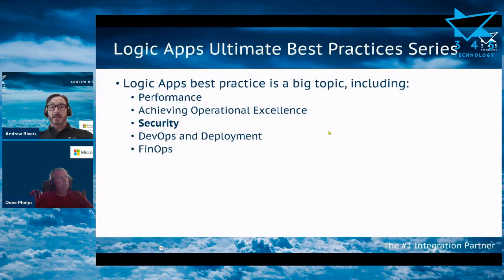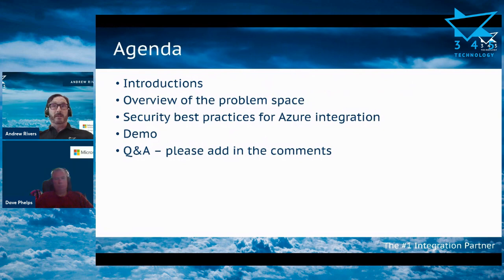This is part of a series. This is the third installment. We've already covered performance, we've covered operations, we're now looking at security, and in the future we'll look at DevOps and deployment, and we'll also look at FinOps and costings. But for today, we are going to look at this. So we're going to do introductions in a second. We're going to look at the problem space as it pertains to security. We're going to really delve into the best practices. We're going to do some demo, and then hopefully at the end we'll have a bit of time for Q&A.